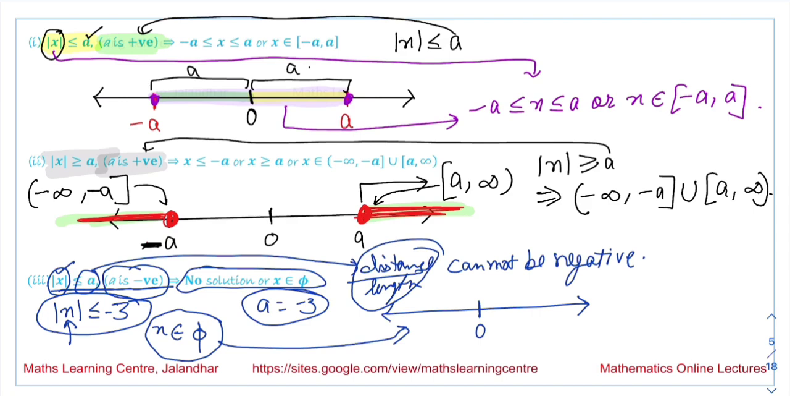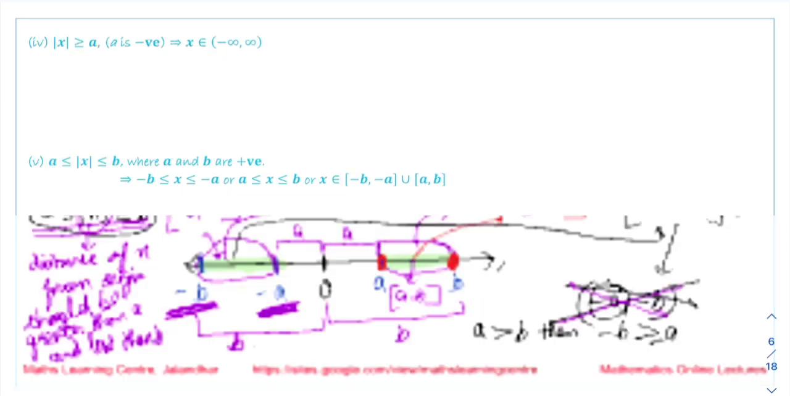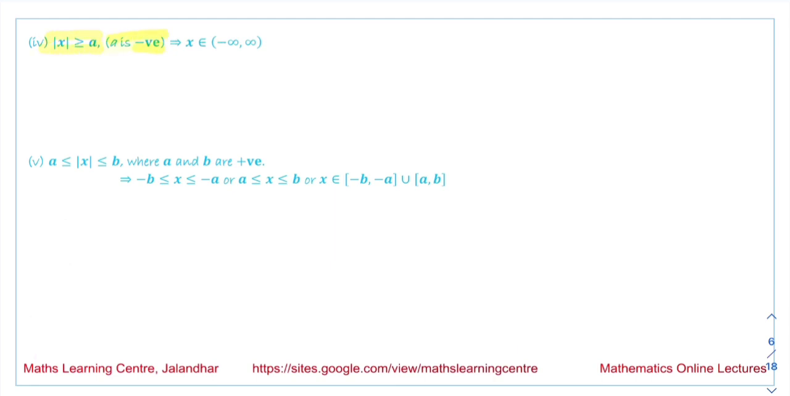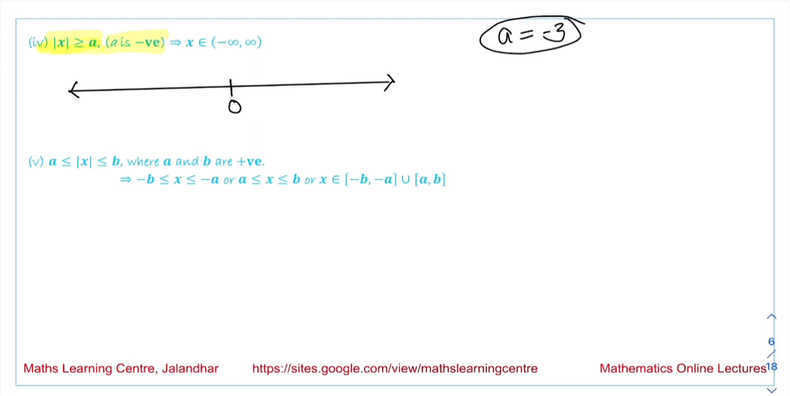Next is mod of X is greater than equal to A, where A is negative. We are considering again this is the origin, and there is a point A which is negative. Say A is equal to minus 3, and we are saying that the length should be greater than equal to minus 3. What are the possible values of X that we have? If A is equal to minus 3, mod of X should be greater than equal to minus 3.